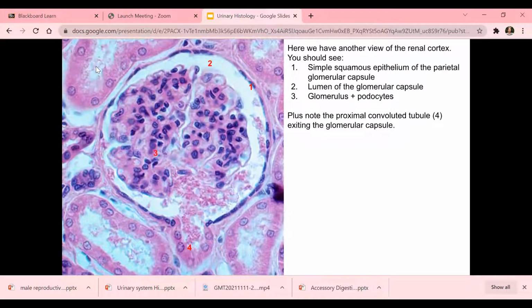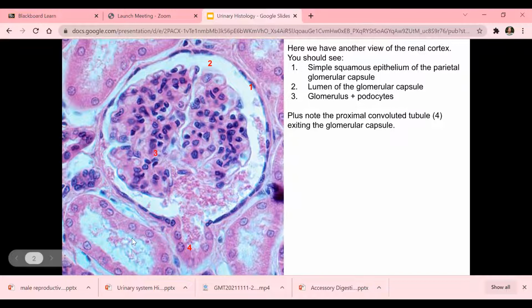This is the other view of the renal cortex. You can see the renal corpuscle here, the glomerulus, Bowman's capsule. This is the space of the capsule. Here is the parietal layer, and attached to the glomerulus, you have the visceral layer. And around the glomerulus and Bowman's capsule, you can see some proximal convoluted tubule.